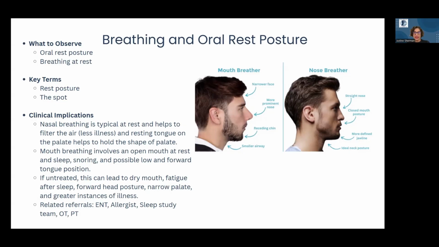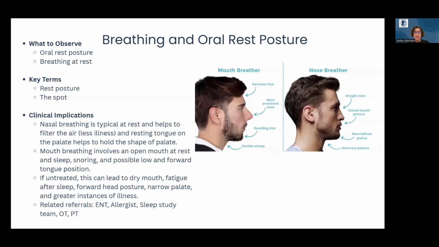An atypical rest posture will have open mouth posture, which usually means there's some nasal obstruction, or there's low tone or postural support, or there's a long-standing habit there. Maybe pacifier use, thumb sucking. Clinically, this often correlates with mouth breathing, with dry mouth, increased illness, because when we breathe through our mouth, we are breathing in germs, versus when we breathe nasally, our nose will filter out the germs. It will also lead to non-restorative sleep.